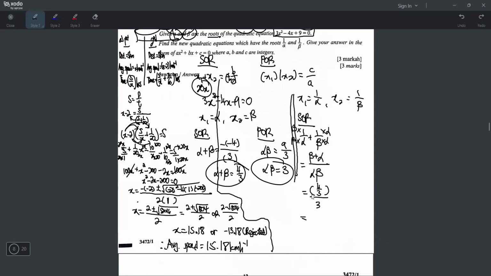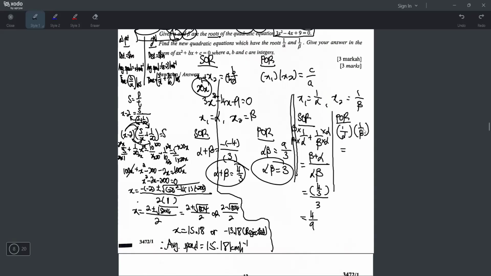So remember to put brackets here, and if you press this in your calculator, you will get 4 over 9. Okay, now for the product. Product will be x1 times x2 equals c over a. So it'll be 1 over alpha times 1 over beta. And again, you don't have to write the c over a because you are trying to find the c and a for the equation. You cannot take the c and a from here. That's another equation, right? The equation you are trying to form now, you don't have. But it's okay, we can use this information to help us later.